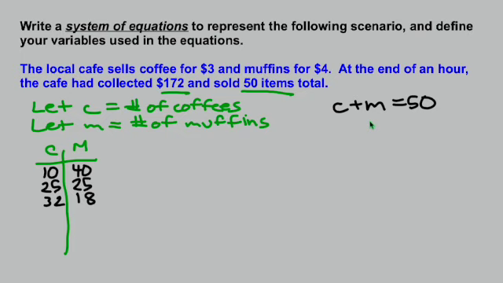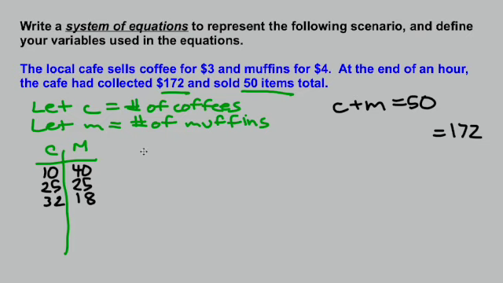Our second equation is going to involve money. So once again, how do we do this? I do know this. Altogether, there's $172 made. So that can be the right side of our second equation. But the question is, well, what do we write in here? Well, think about it for a minute.